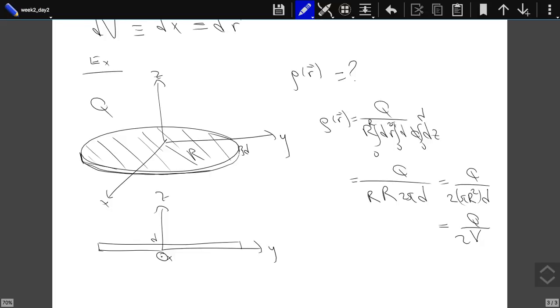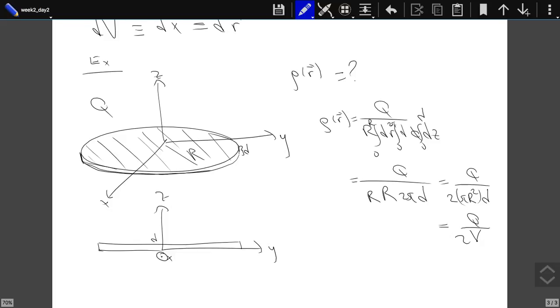Do you agree? Is there a mistake in what I said? So you are saying that the volume charge density is constant everywhere. That is your claim. Okay, hold on. If it is constant in the disk, you should reflect it somehow in your expression. You said that rho of R is equal to this one, which is just a constant everywhere. Now, how do you say that this is equal to this one in the disk?